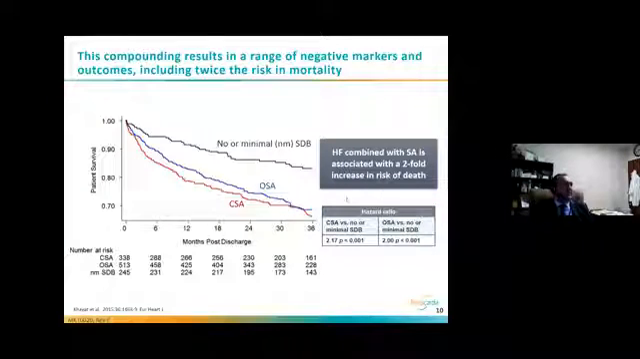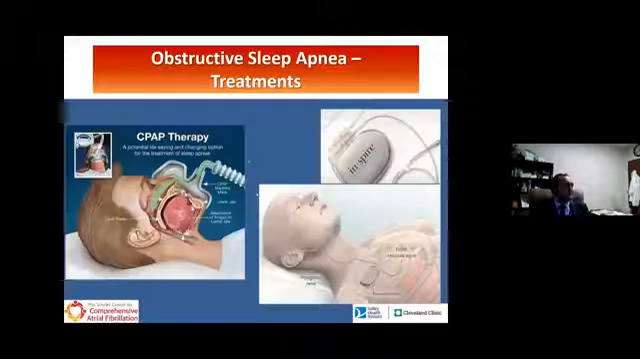And if you also look at the impact of sleep apnea on mortality and the risk of death, you can see that if you have heart failure and also sleep apnea, this is associated with a twofold increase in risk of death, regardless of whether you have central or obstructive sleep apnea. So how do you treat sleep apnea?